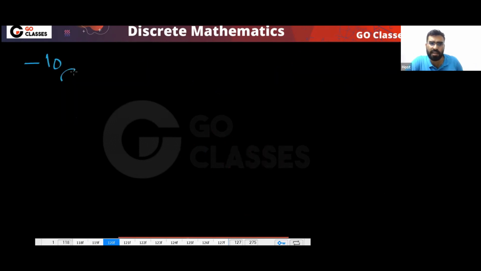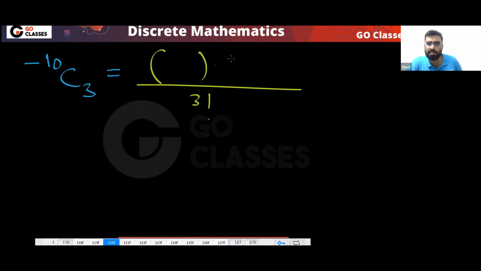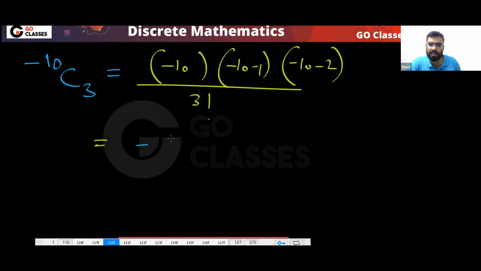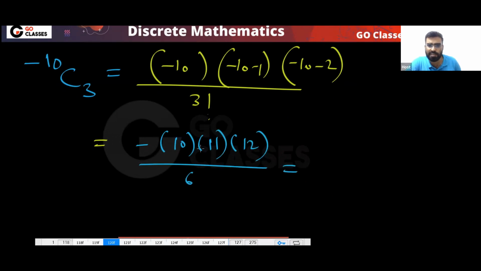For example, if I ask you minus 10 C3, what will that be? That will be just 3 factorial. You have to write total 3 terms: minus 10, minus 10 minus 1, minus 10 minus 2. So what will you get? You will get minus of 10 multiplied by 11 multiplied by 12 divided by 6, which is 3 factorial. So the answer will be minus 220, right? Yes or no? Answer will be minus 220.